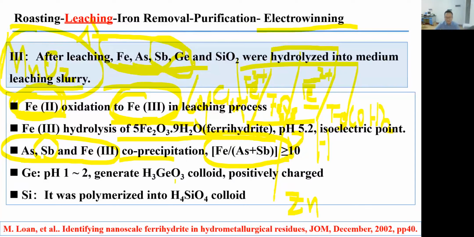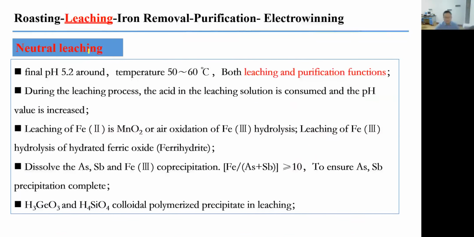And germanium, as we mentioned, at the leaching conditions will generate some compound and will report to the leaching slurry. And silica is another important and classical impurity element in the system. Under the leaching conditions, it is polymerized into silicic acid and becomes colloid in the leaching slurry. So this is the neutral leaching stage of the calcine.